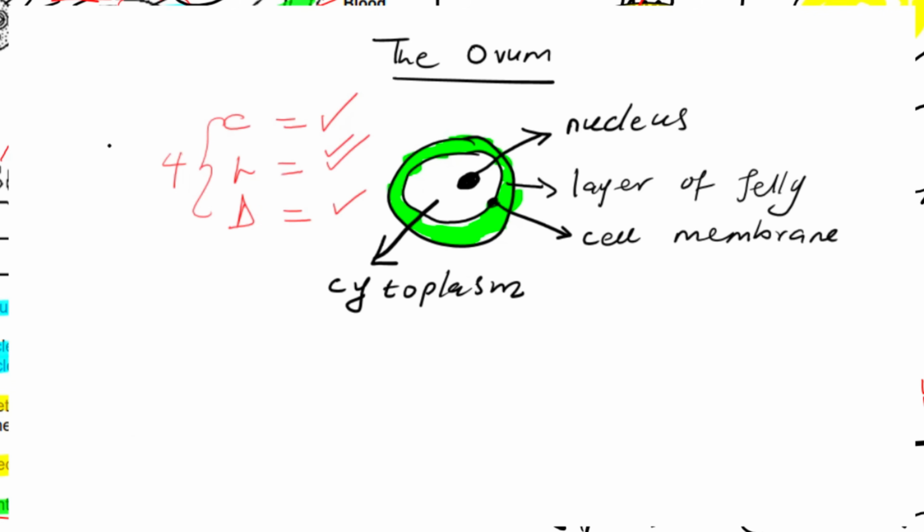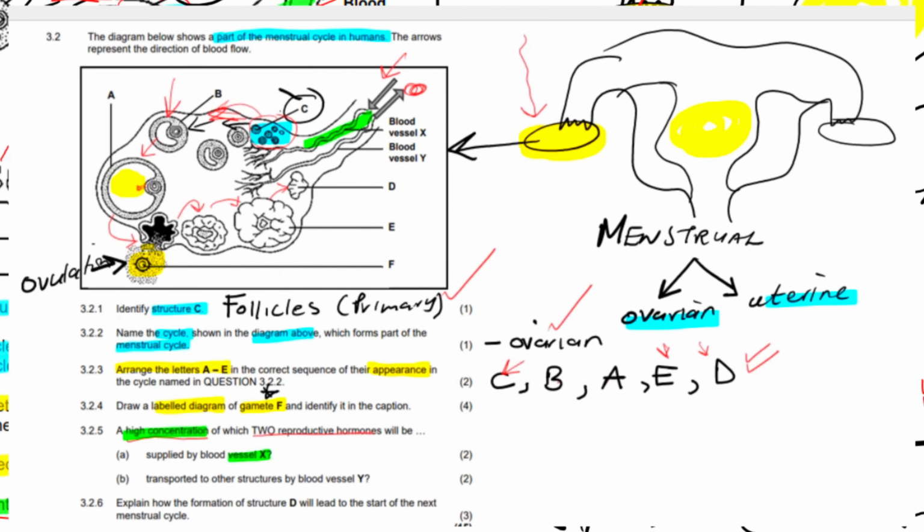So now let us answer question 3.2.5a. We know that the hormones that can be brought into the ovaries are coming from the pituitary gland. They are the pituitary hormones. That is luteinizing hormone as well as follicle stimulating hormone. This one is brought to stimulate ovulation, whereas this one, the FSH, is brought to mature those primary follicles, to grow this part C to become bigger, just like B. So yes, those are the 2 reproductive hormones that will be supplied by blood vessel X.